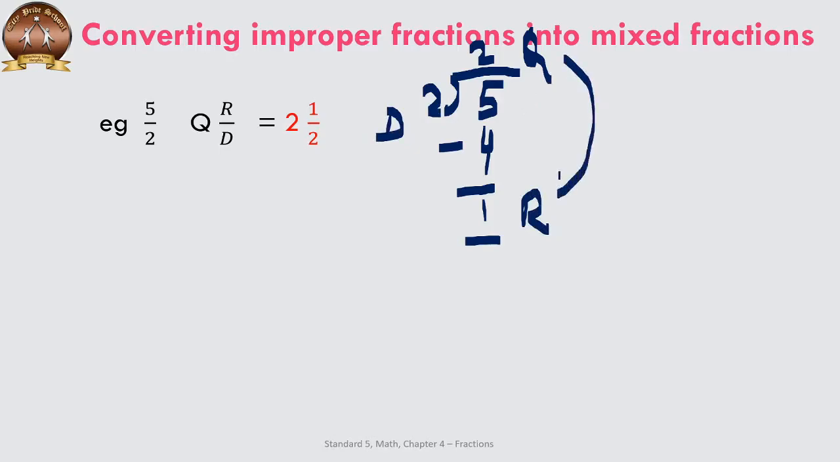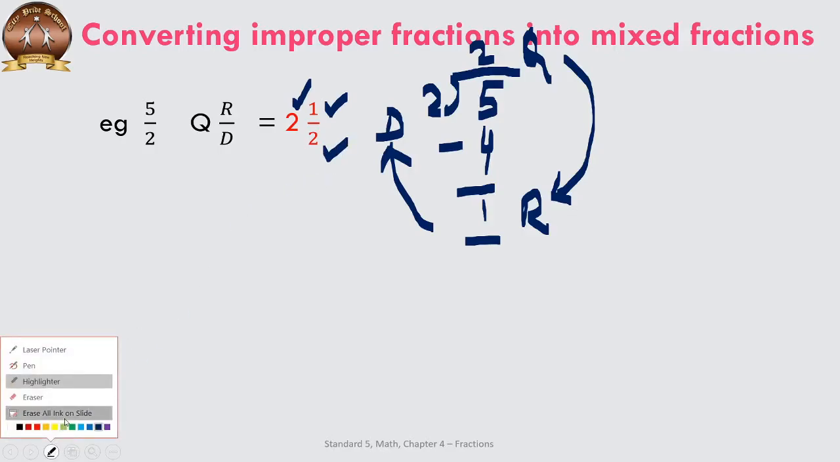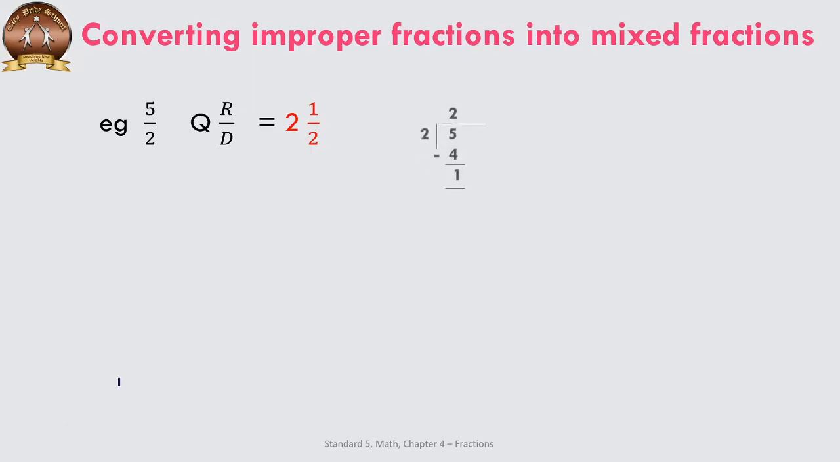Now Q, R upon D, just move clockwise. Q is written as a whole number, R is written as the numerator, and D, that is the divisor, becomes the denominator. So this is how we convert an improper fraction into a mixed fraction.